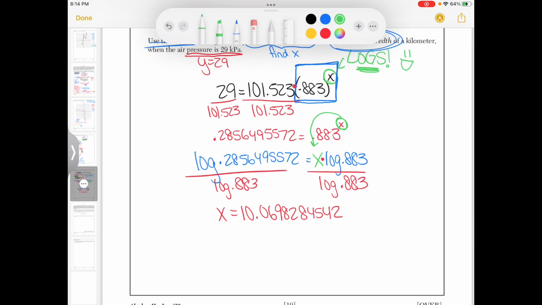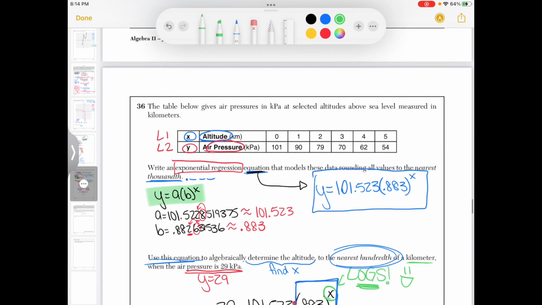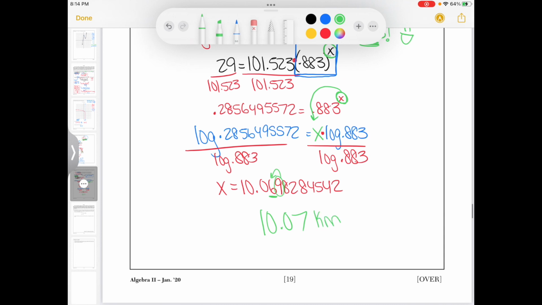This one's telling me to round to the nearest hundredth. Hundredth is 2 places after the decimal point, so I'm going to stop here, but that 9 is going to bump this up. So it's 10.07, and it was asking me to find it in kilometers, so this is going to be km. 10.07 kilometers.